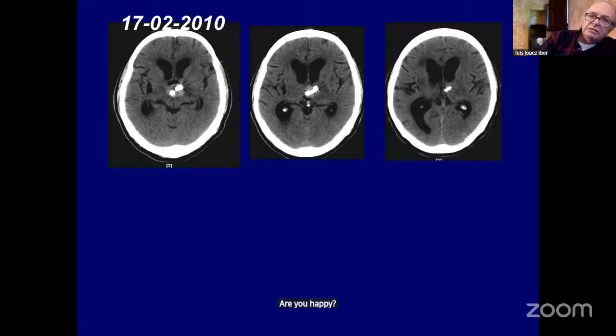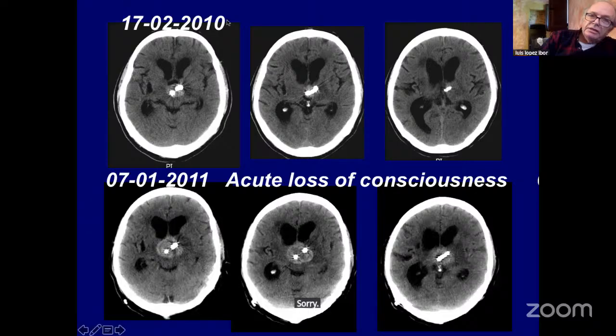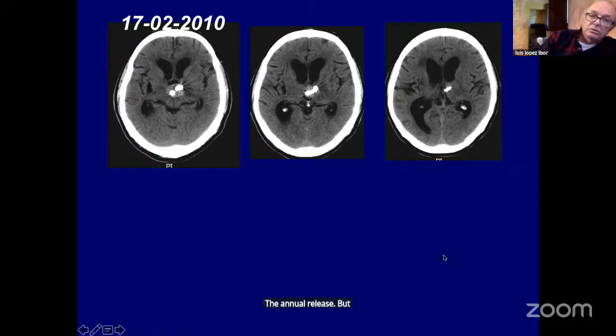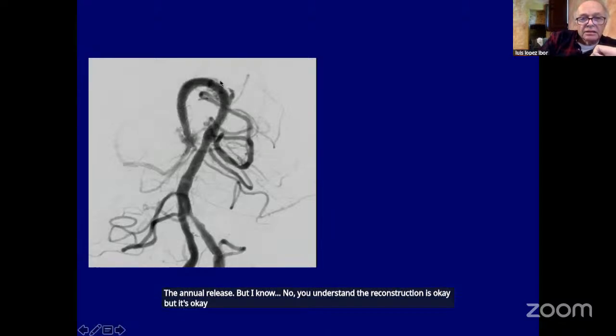One year later, this is the CT scanner, sorry, in 10, and this is the CT scanner in 11. The aneurysm has grown, but I understand because the reconstruction is okay, but look, you have an endoleak.